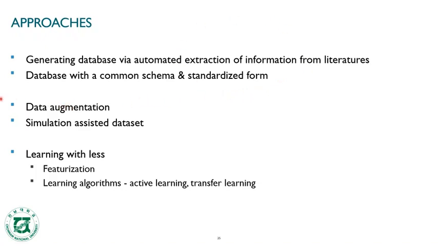But at the same time, with this limited number of data sets, making machine learning techniques work is one side of the effort. One is to do data augmentation or get some data from simulation. Another is through better featurization or using different learning algorithms, so that the network can be trained with fewer data sets.